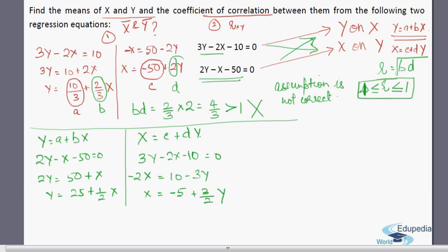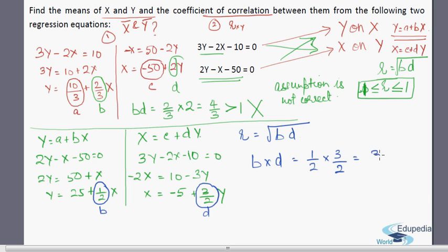Okay, so now my value of b and d, this is the value of b and this is the value of d. Okay, now taking the product of these two, let's take b multiplied by d, and this time it's going to be 1 by 2 times 3 by 2, which is 3 by 4. And since this is less than 1, obviously the root of this will also be less than 1.